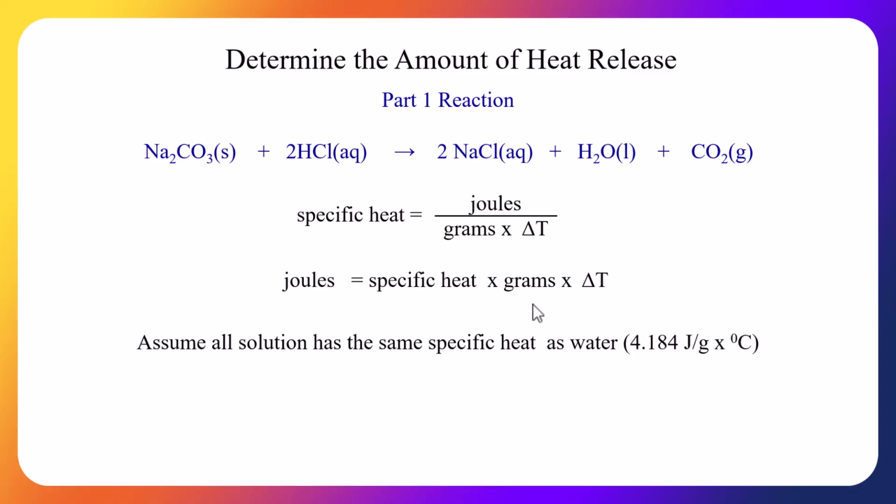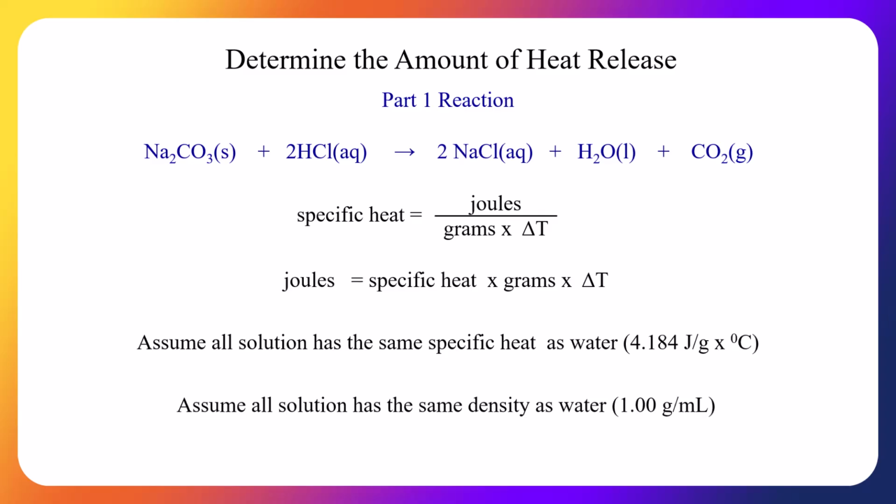Now we're going to make two assumptions here. The first assumption is the specific heat for water is the same for all the solution, which is 4.184 joules divided by grams divided by Celsius. The other assumption we're going to make is the density of all the solutions is 1 gram per milliliter. We will need to make these two assumptions to determine the amount of heat that the water absorbed.